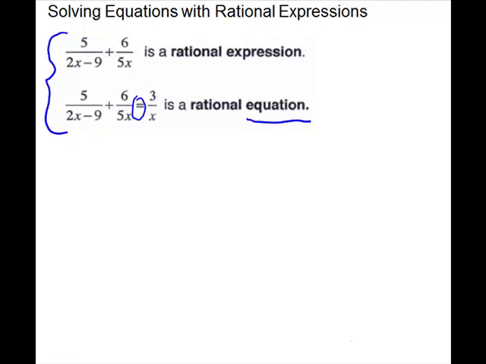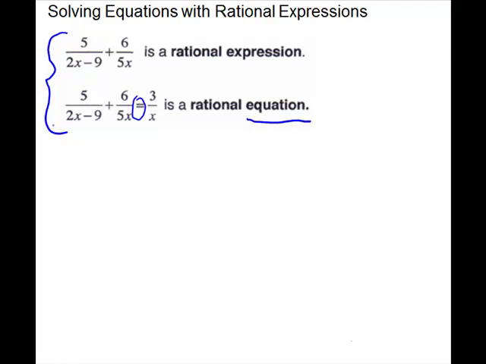Before we can solve these equations, we have to talk about domain because we have some variables in the denominator. Remember, we are not allowed to have 0 in a denominator. So we have to find out what would make this equation undefined and throw those values out. So we're going to check the denominators, set them equal to 0 and solve. Anything that would make it equal to 0 will have to be thrown out because that would make it undefined.